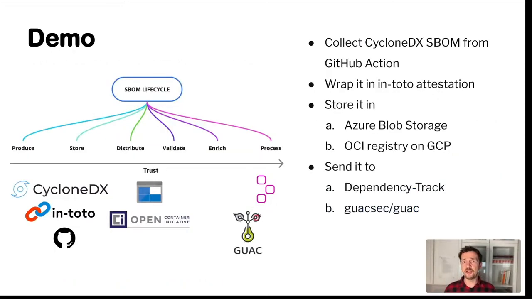In this demo, I'm going to show you how to collect software bill of materials like CycloneDX.json in GitHub Action. We will automatically create in-toto attestation. We will store metadata and artifact in different locations, different backends, like Azure Blob Storage, and we will send it to GUAC and Dependency-Track for CVE scanning and open source license compliance.